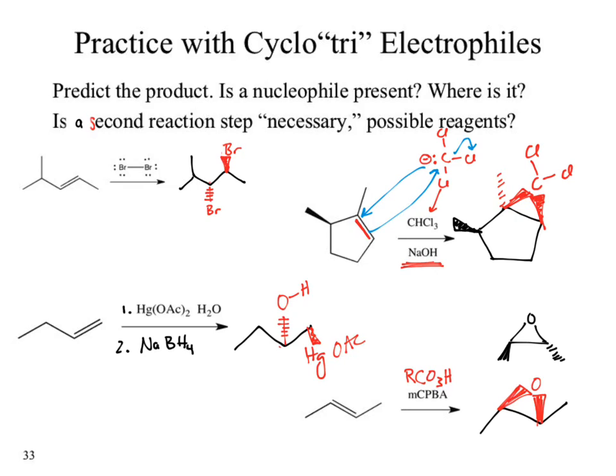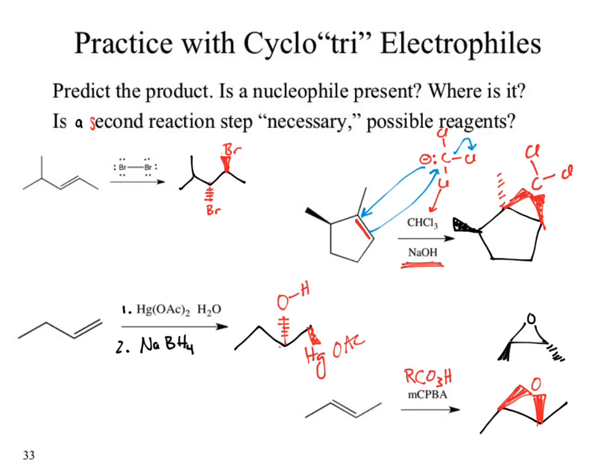How many times has mercury ever been shown on any of our structures this semester? None. That's because mercury doesn't want to be on there. We want to get rid of it and get back to our normal, happy, organic chemistry cells. So I don't want to deal with this inorganic nonsense. So what do I have to do? I have to add something to eject the mercury.